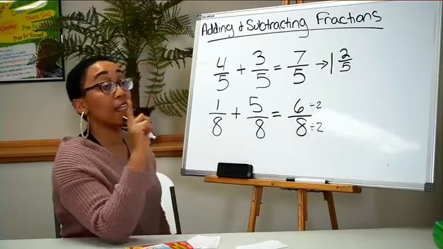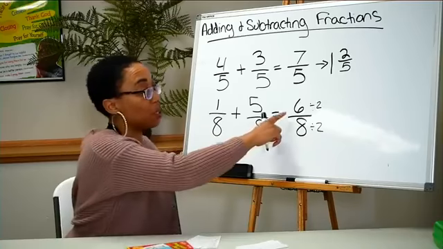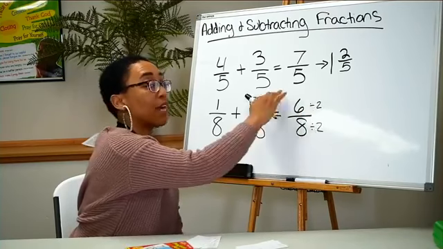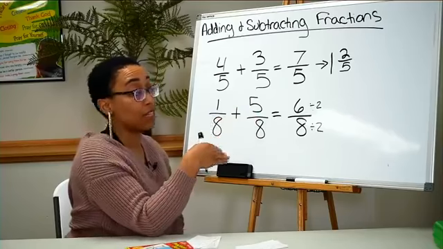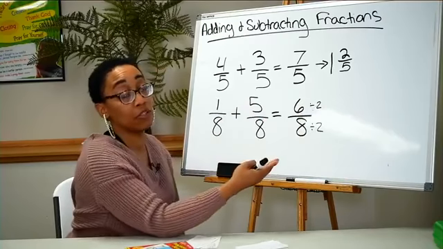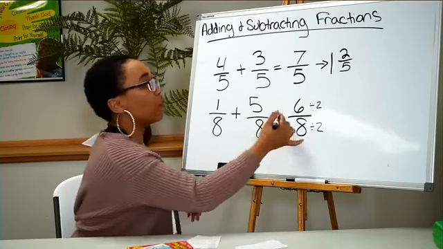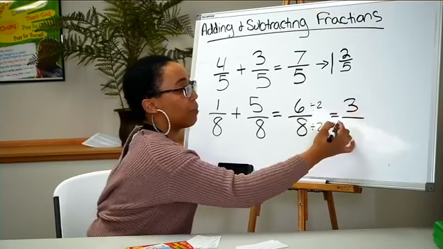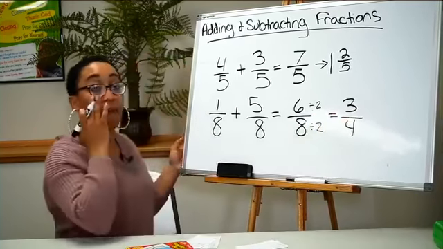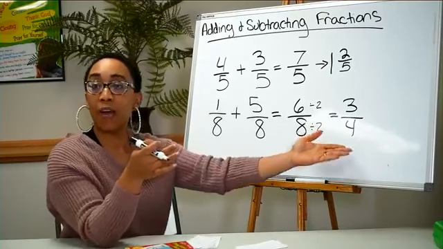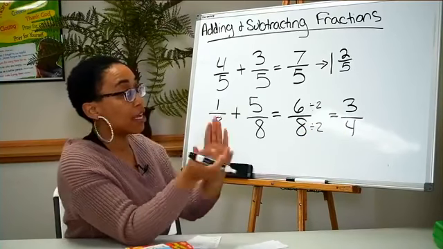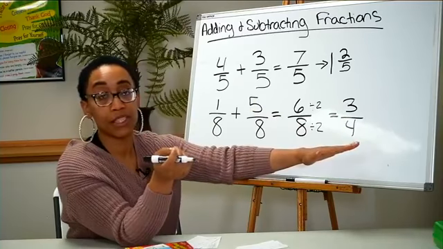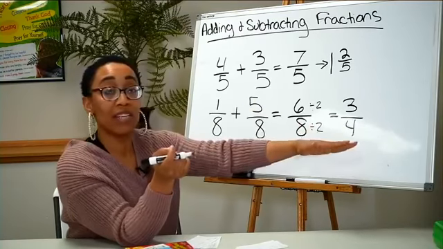This needs to be the same number. So you wouldn't be able to do 6 divided by 3, then 8 divided by 4. You would have to divide both of these by 2 because what you do to the top, you have to do to the bottom. The same number. So 6 divided by 2 is 3, and 8 divided by 2 is 4. So now we have 3/4. Now we're going to say we are done because there's no more reducing to be done.